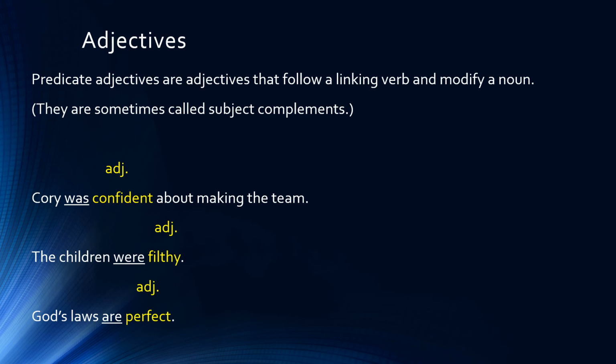Corey was confident. The children were filthy. Were is a linking verb, linking the adjective filthy back to children. The children were filthy. It is a word that is describing or identifying the subject of the sentence. God's laws are perfect. Are is a linking verb, linking the word perfect back to laws. And so, therefore, it is identifying or renaming the word law. So, predicate adjectives are adjectives that follow a linking verb and modify the noun.